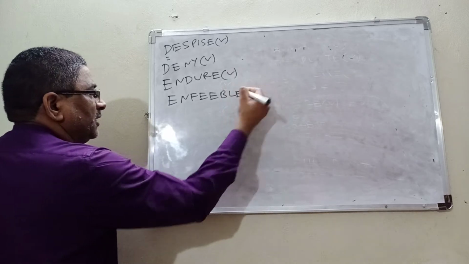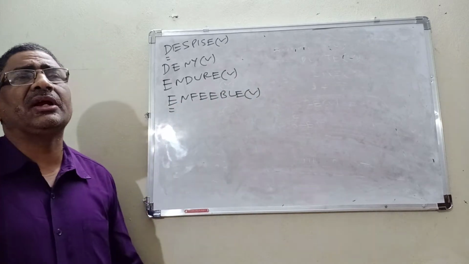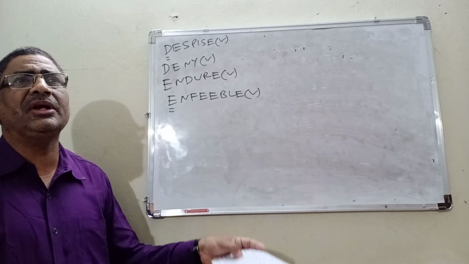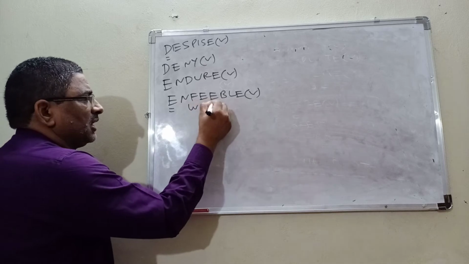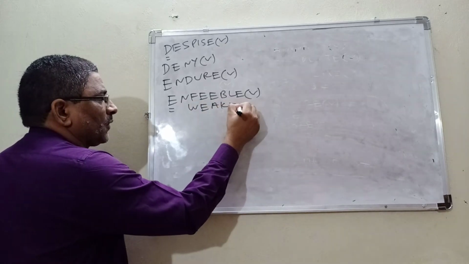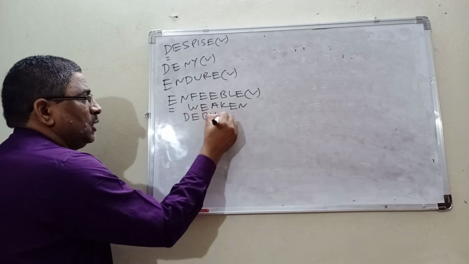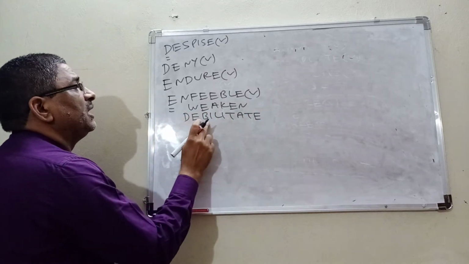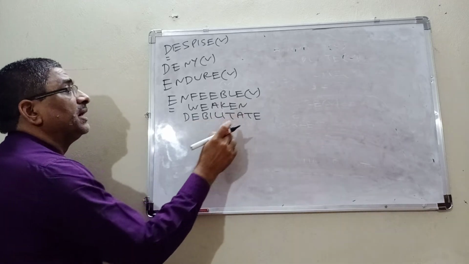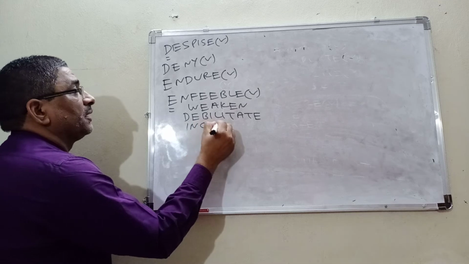Enfeeble. Wonderful word. To lose energy. Feeble means very weak, so enfeeble means to become very, very weak. I can use synonyms like weaken. Another synonym I can write here, D-E-B-I-L-I-T-A-T-E, debilitate.